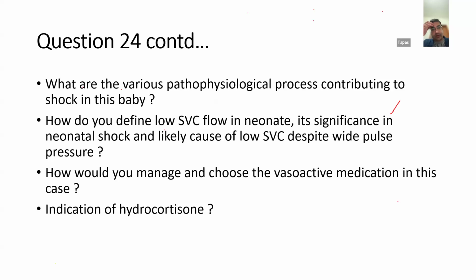Pathophysiological process. Ductal steal, because that will actually help in choosing your choice of inotrope. Yes, ductal steal. Correct.